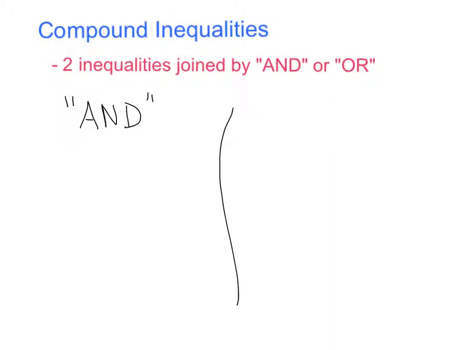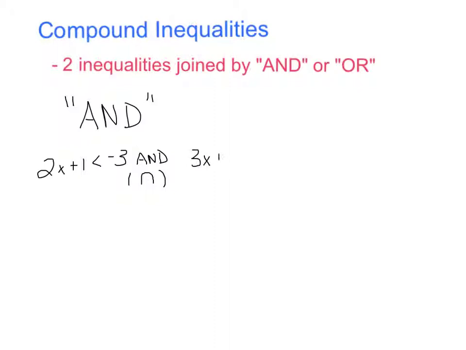I could write the inequality as something along the lines of 2x plus 1 is less than negative 3, and, which is often abbreviated as the intersection, meaning and. You're looking for where things cross. And something like 3x plus 4 is greater than 2.